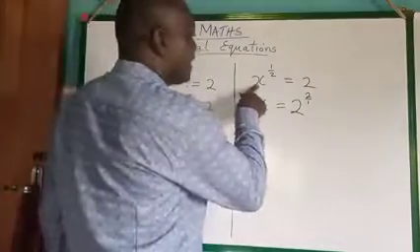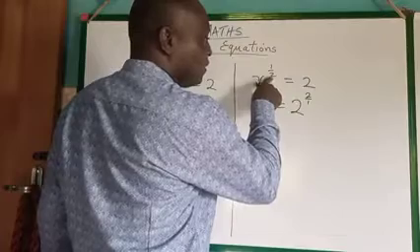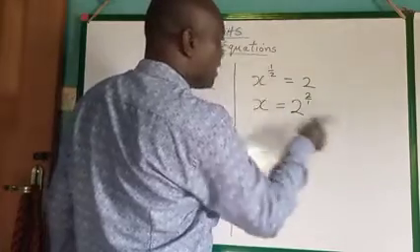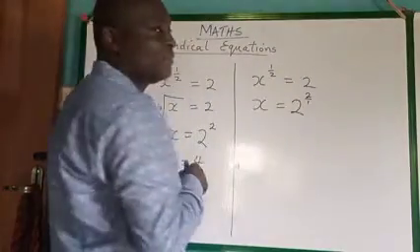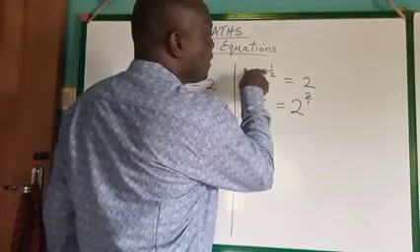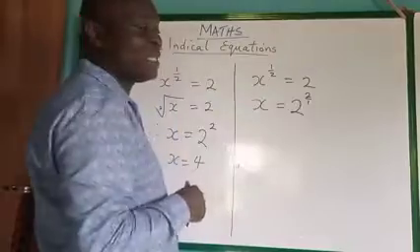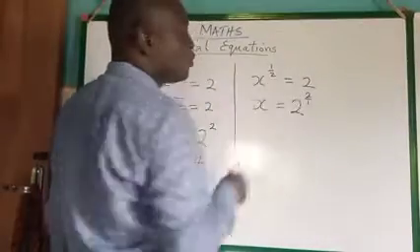So x raised to power 1 over 2 is equal to 2. I can move this fraction 1 over 2 to the other side. It will still be power. The reciprocal of this first fraction is what you are going to have on the other side. Instead of 1 over 2, it will become 2 over 1.